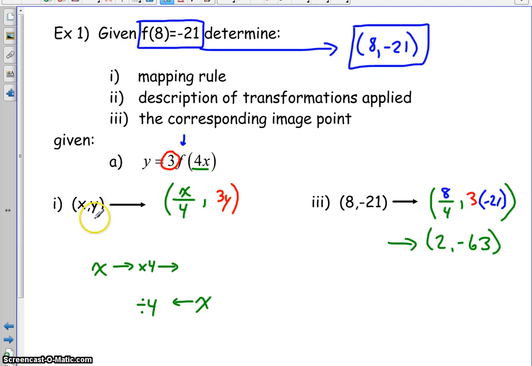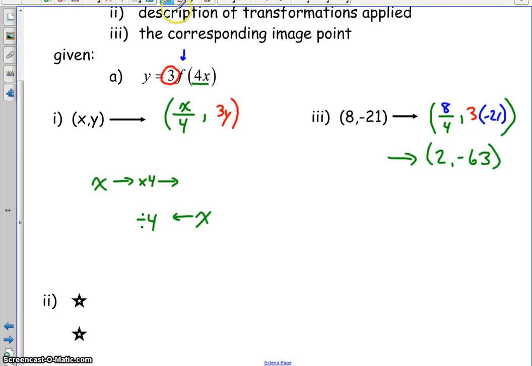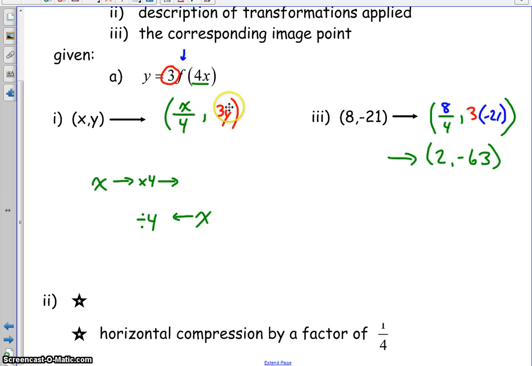Okay, and last but not least, the transformations. Now remember, the order of transformations should come from the mapping rule, so let's start with x. It doesn't matter whether you go with x or y first. All that matters is that within x or y you have the correct order. So looking at x, the first thing that happens is a division by 4, so that's going to be a horizontal compression by a factor of 1 over 4. Okay, and looking at y, the only thing that happens here is a multiplication by 3, so it's a vertical stretch by a factor of 3.